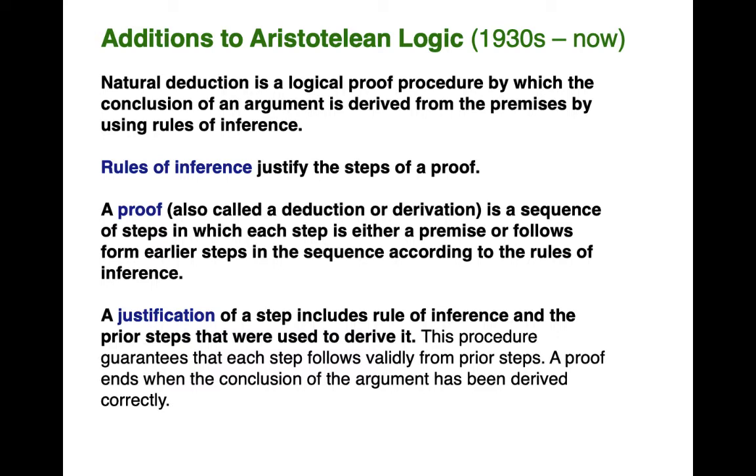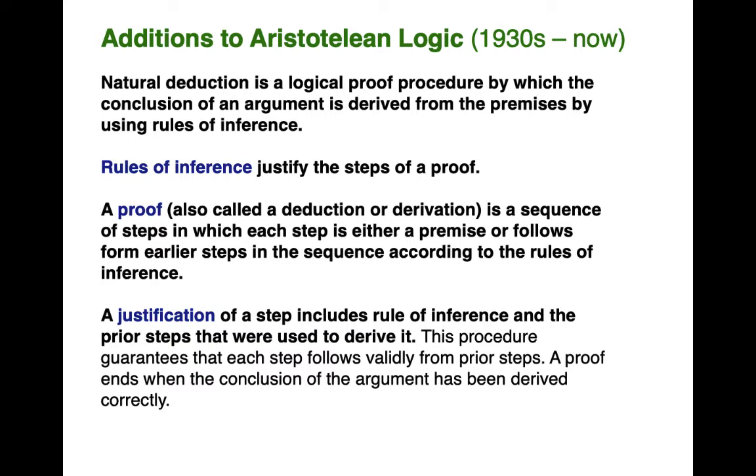All right, so we need to make some additions to Aristotelian logic. This is purely an historical point from the 1930s to now. Aristotelian logic evolved into something called natural deduction. A natural deduction is a logical proof procedure by which the conclusion of an argument is derived from the premises by using rules of inference, step by step. Rules of inference justify the steps of a proof. A proof, also called a deduction or derivation, is a sequence of steps in which each step is either a premise or follows from earlier steps in that sequence, according to the rules of inference, the rules for drawing conclusions.